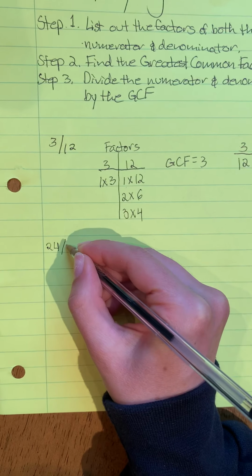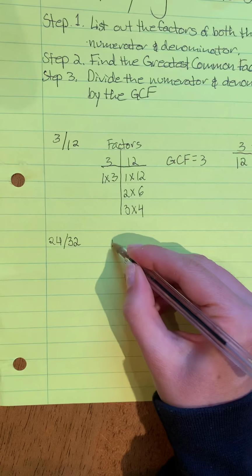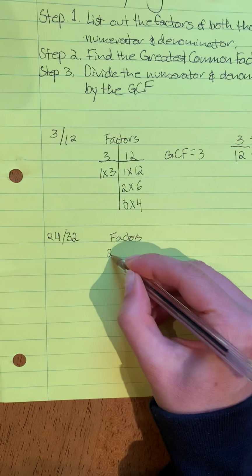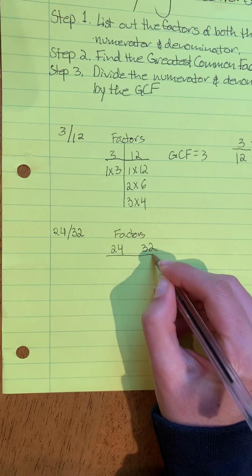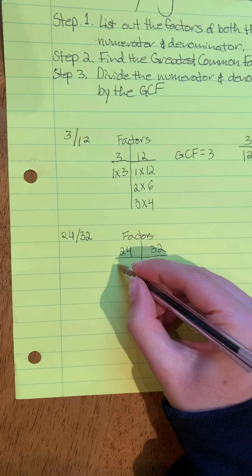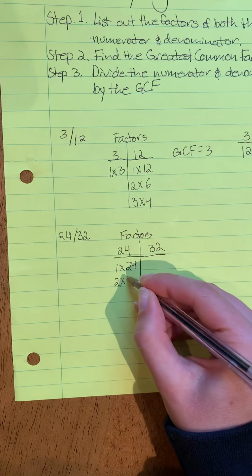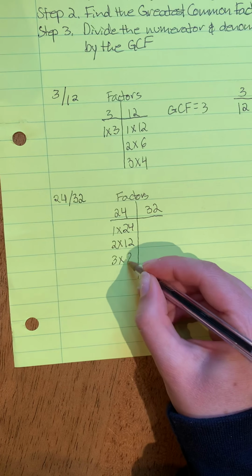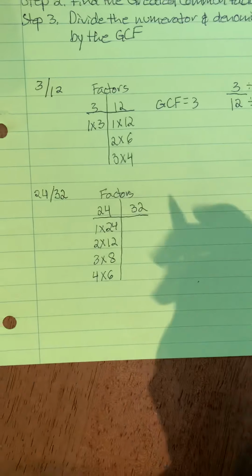Let's do 24 over 32. So I'm going to start by listing out my factors of 24 and 32. I'm going to make this little T-chart. You can list it out however you want. So I'm going to start 1 times 24, 2 times 12, 3 times 8, and 4 times 6.